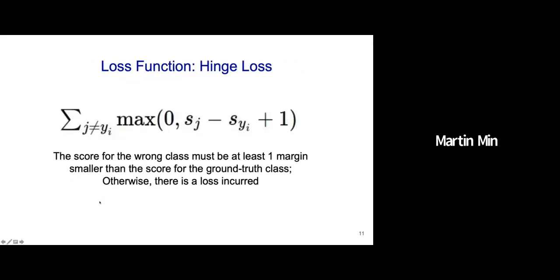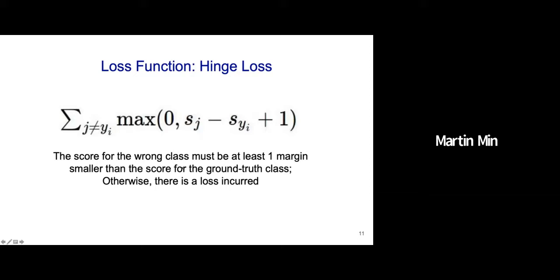There are other commonly used loss functions, such as the hinge loss. Here S_yi is the output score for your target class, and S_j is the output for a class that is not the target class. So the hinge loss takes the form max(0, S_j minus S_yi plus 1).